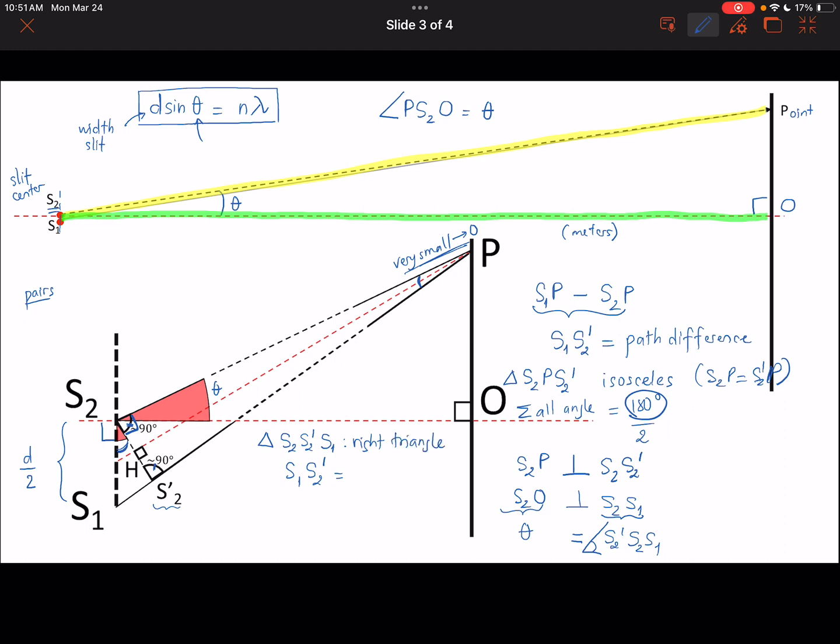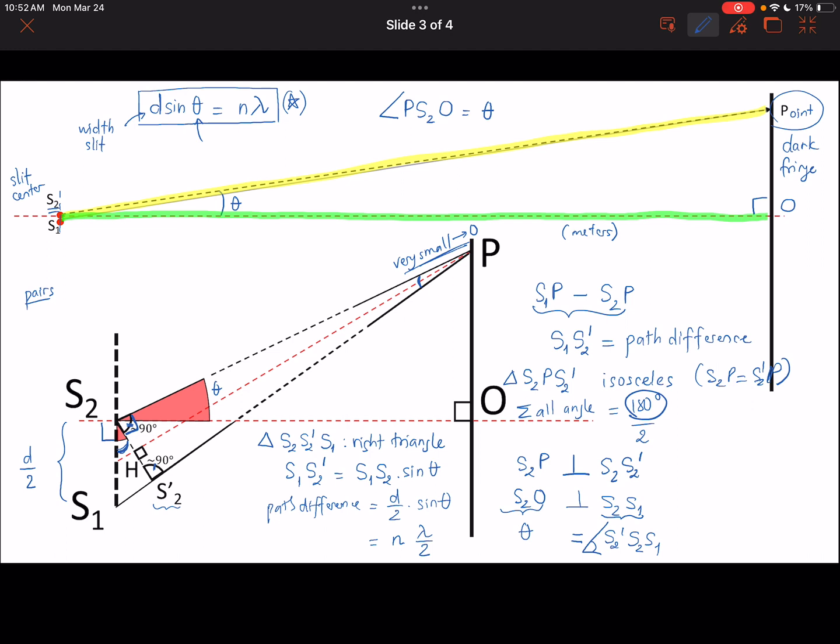Then this side will equal the hypotenuse S1 S2 times the sine of that angle, which also equals the theta angle. And that's why you get the path difference: half of the slit width times sine theta. So when point P is a dark fringe at that position, the path difference will equal an integer of half of the wavelength. And that's why in the end we got these equations, like in the previous video, right?